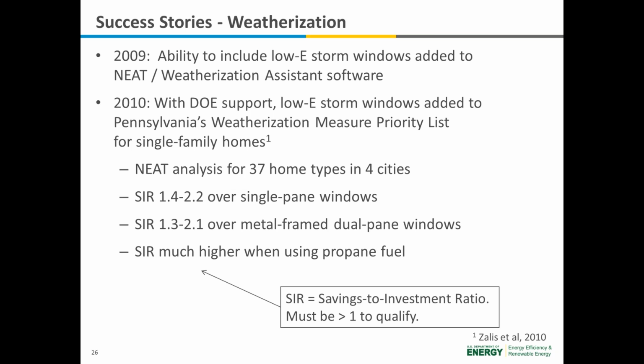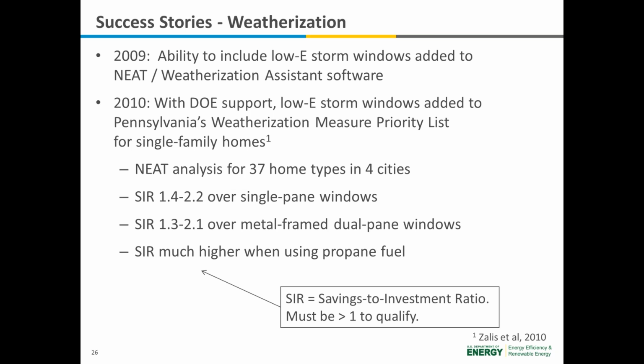And on the side, please let me know if you would like instructions on how to do that within NEAT. I have a little handout on how to do it. But this is software that's used by many state weatherization programs. And so in 2010, Pennsylvania added low-E storm windows to their weatherization measure priority list for single-family homes. And this followed a NEAT analysis for 37 home types that cover the range of housing across Pennsylvania. And we saw the SIR, or savings to investment ratio, range from 1.3 up to 2.2 over different window types.